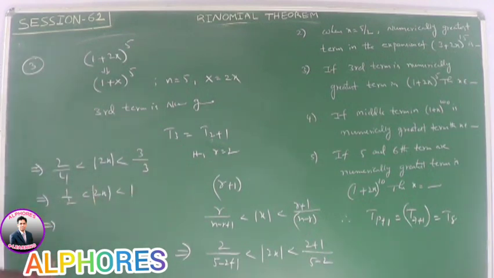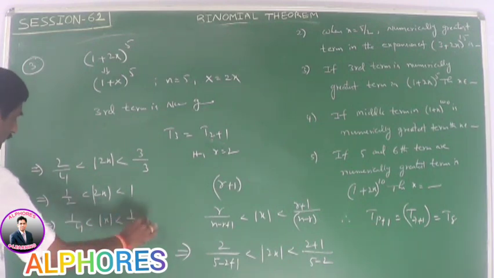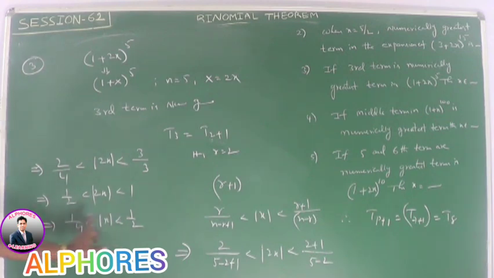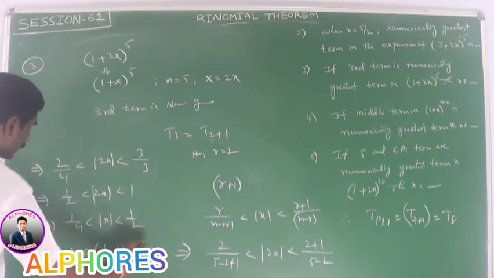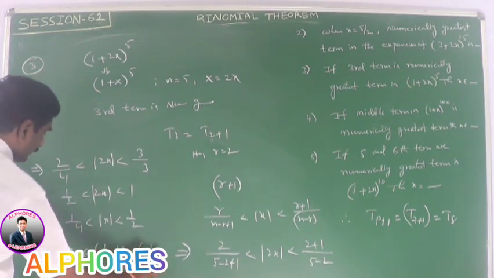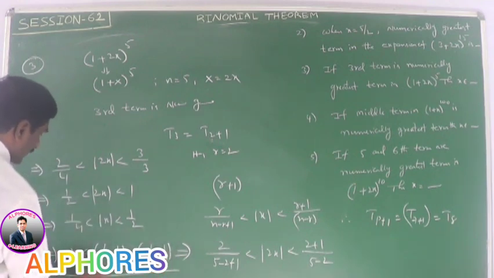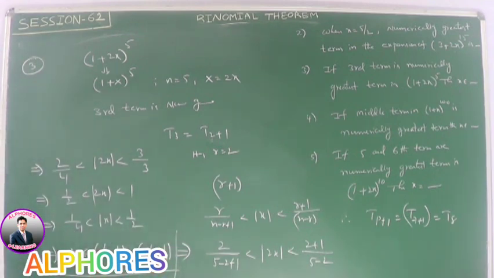Divide this expression by 2. That means 1 by 4 is less than mod x, less than 1 by 2. If mod x lies between 1 by 4 and 1 by 2, what is the range of x? That means x belongs to (1 by 4, 1 by 2) union (minus 1 by 2, minus 1 by 4). It is the range of x. Very, very important. Please note this value.